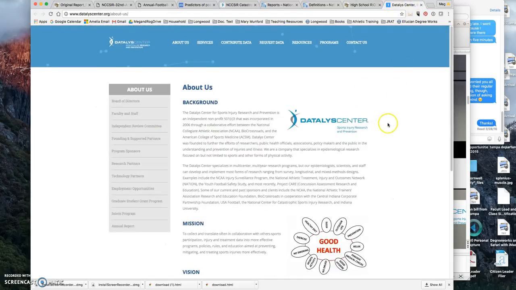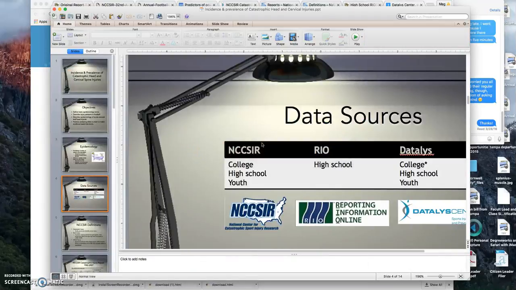And then here's the site for Datalysis, and it describes how they are a collaborative effort between the NCAA, an entity called BioCrossroads, which I'm not familiar with, and then the ACSM. So these are the participating sponsors of this center. And again, the center takes on different types of projects, and one of them is that NCAA system. Okay. All right.